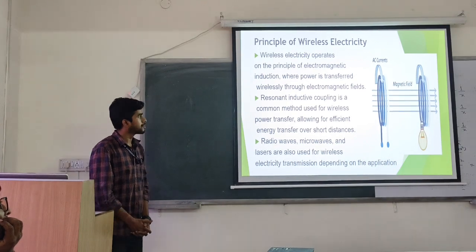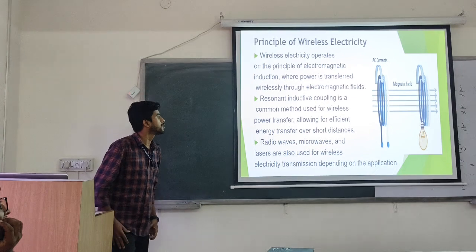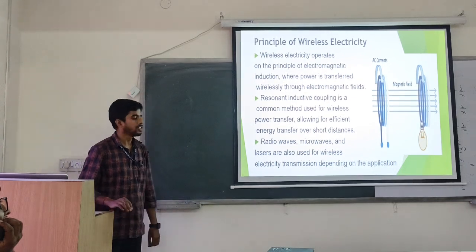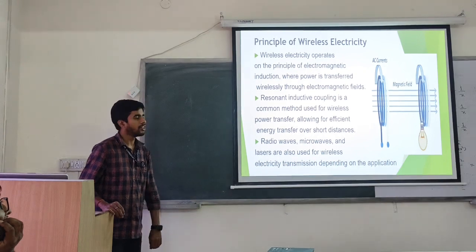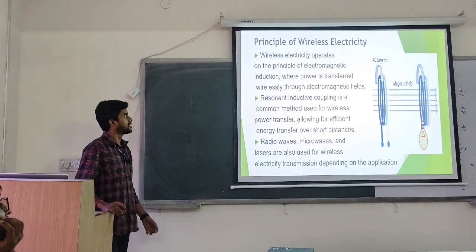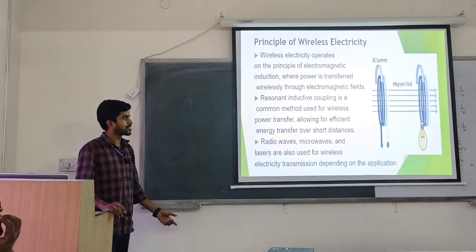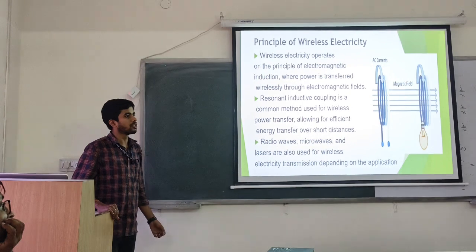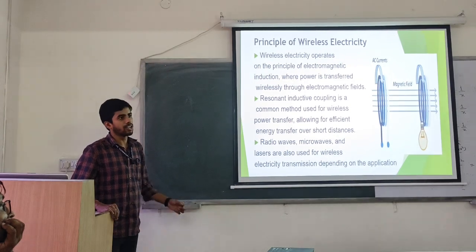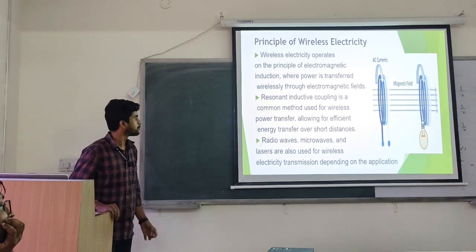One of the best methods, resonant inductive coupling, is a common method used for wireless power transfer. It allows efficient energy transfer over a short distance. The wireless electricity technique works only up to a short range of distance. For large distances, such as 5 km, 10 km, or more than that, we do not have such techniques to transfer electricity wirelessly.